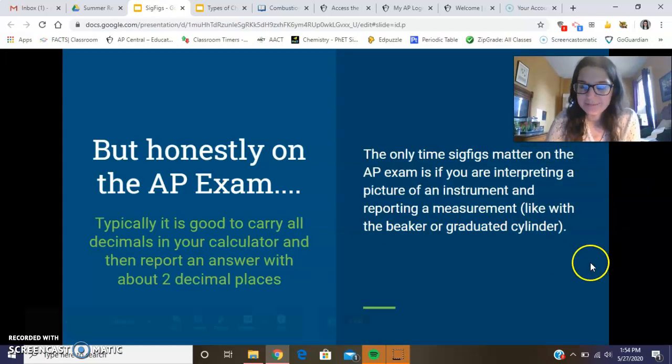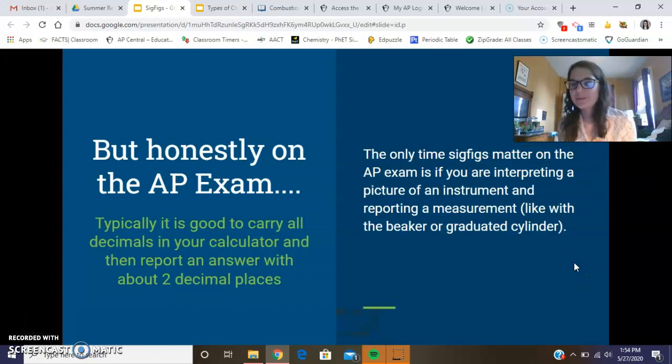Honestly, on the AP exam, sig figs do not matter except for a problem where you are reading a picture of an instrument, like those examples we did with the beaker and the graduated cylinder. And typically on the AP exam, it's going to be a burette. For those calculations that you do on what's called the FRQ, the long answer, the written answers, typically it's good to carry as many decimals as possible while you're doing the math. And then in your final answer, usually reporting 2 or 3 decimal places is good. So they will not count necessarily against you if you use the wrong sig figs in an FRQ unless you are reading a picture of an instrument.